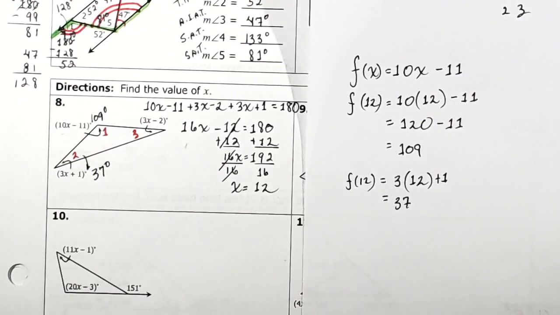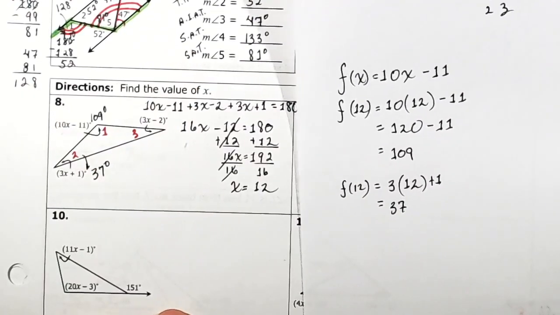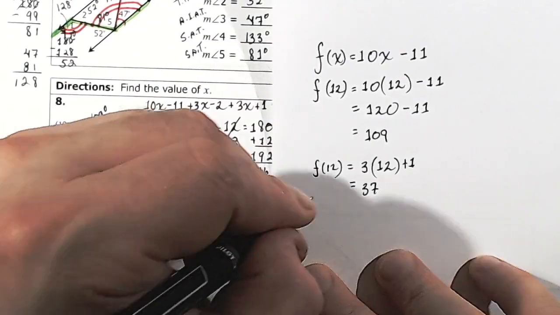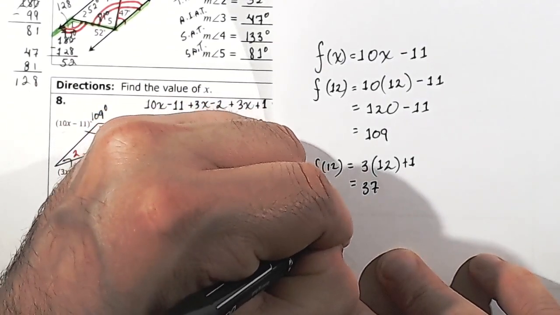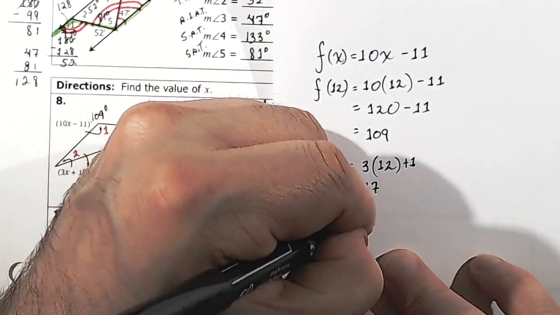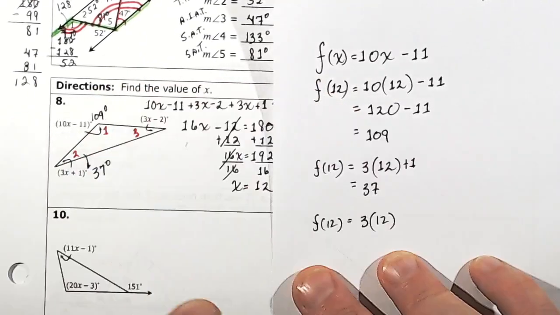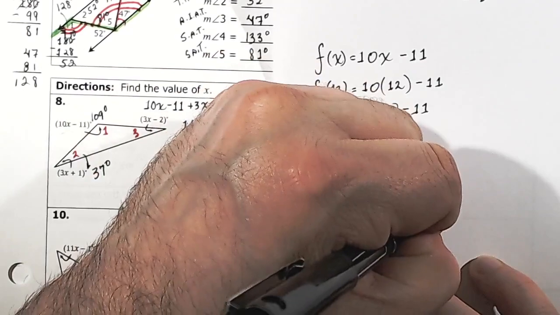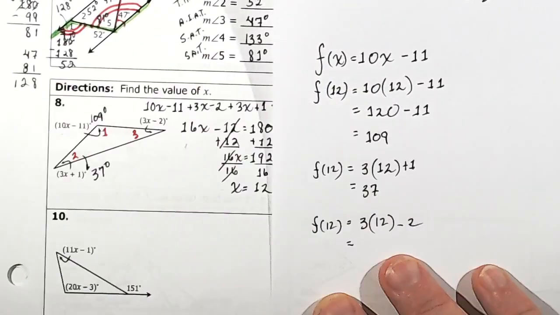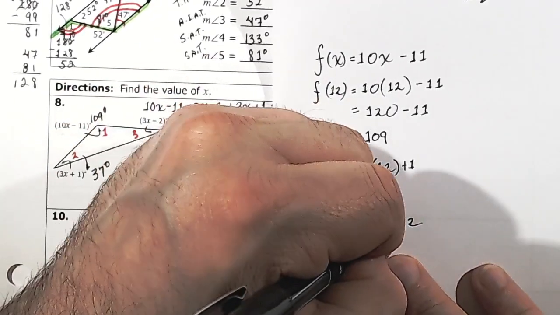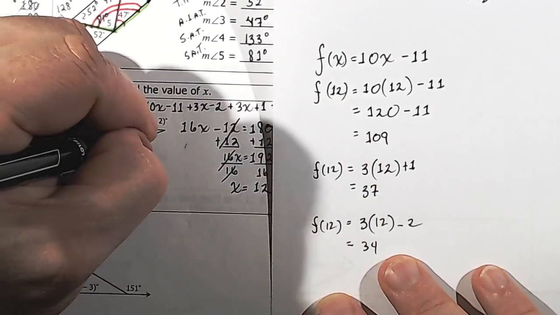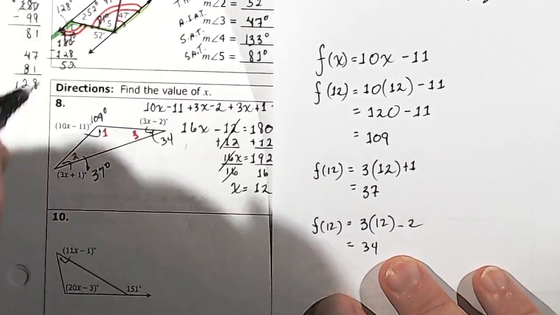Well, now I don't have to do the other one. I can. Let me show you. So f of 12 equals 3 times 12 minus 2. So that's 36 minus 2, which is 34. So this is 34 degrees. But let me show you how else you could have got it.